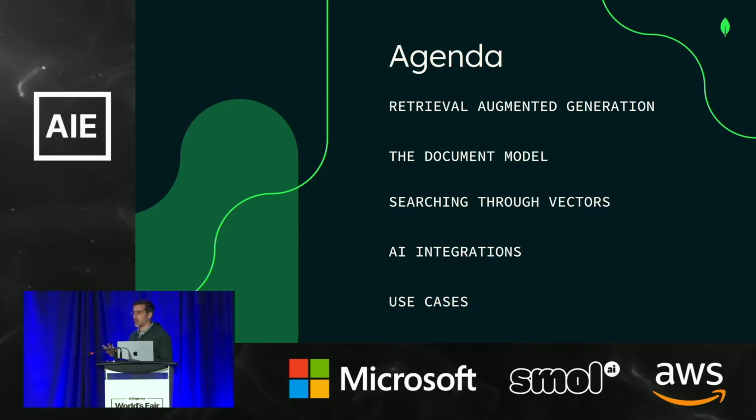Then I'm going to talk about the document model. For those of you who are not so familiar with MongoDB, this will be a nice little brief intro to what it means to use MongoDB and why we're a unique database. Then I'm going to talk about vector search and a capability that exists inside of MongoDB now. And then I'll talk about some of our AI integrations and then some use cases to help stimulate some ideas for all of you. I'm going to do all this in a quick 15.